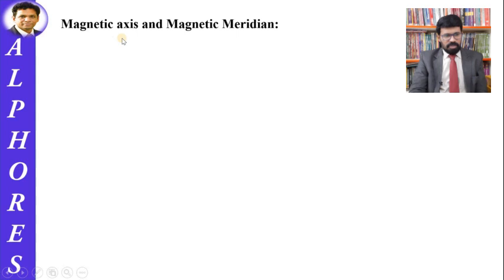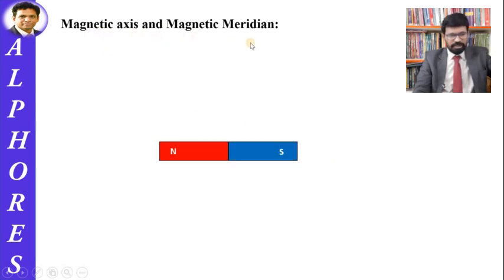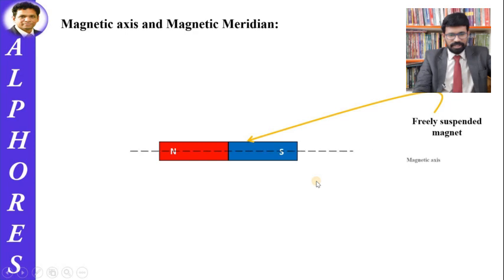Okay, magnetic axis and magnetic meridian. All that we were trying to do is understand fundamental details connected with the magnet. So what is magnetic axis, what is magnetic meridian? Let us try to understand. I have taken a magnet. This is the north pole of the magnet, this is the south pole of the magnet. Let us say it is freely suspended, like in the previous slide. A string is taken, it is tied at the center and suspended to a wooden retort stand. You can imagine it like that.